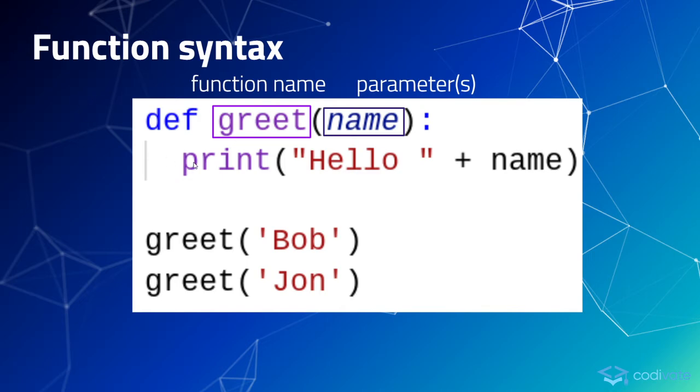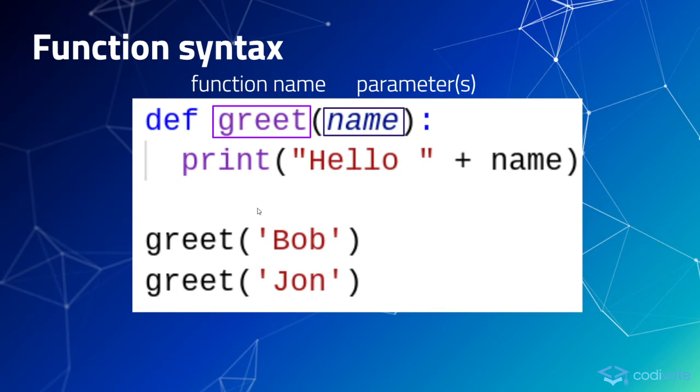Now we go to what's actually inside of the function. Whatever is inside the function will be inside its indentation here, similar to what we had with loops and conditionals. So what's going on inside this function? It takes in a parameter called name, and it prints hello concatenated to the name.